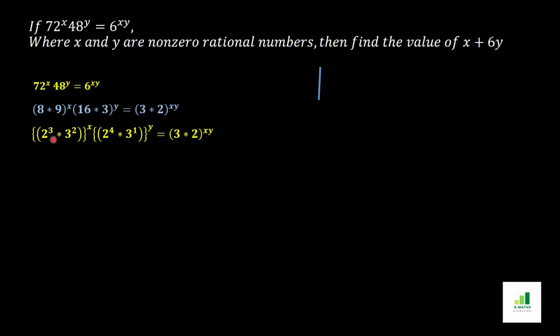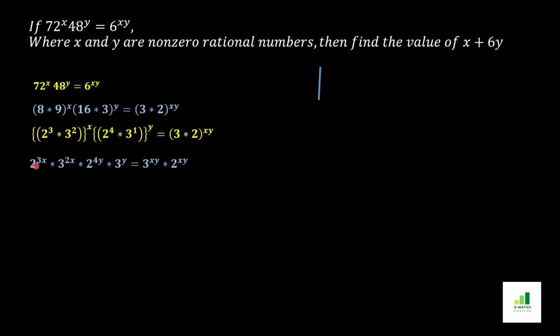Now here we apply the basic rule of algebra: when two values are in multiplication and have the same power over the whole, it can be applied individually on both. So we apply x to both values and get 2 to the power 3x into 3 to the power 2x. Now we apply y to both values and get 2 to the power 4y into 3 to the power y, and xy will multiply in the power with both values and we will get 3 to the power xy into 2 to the power xy.